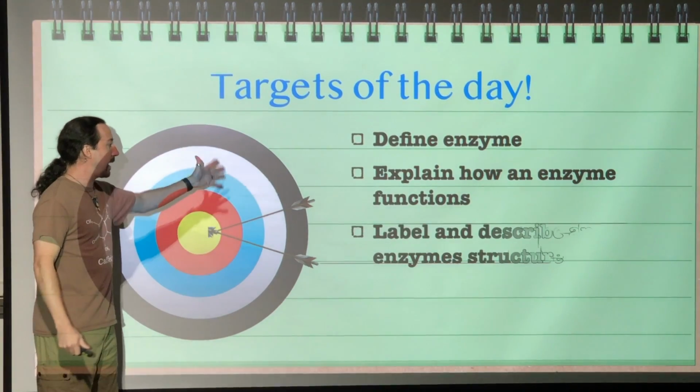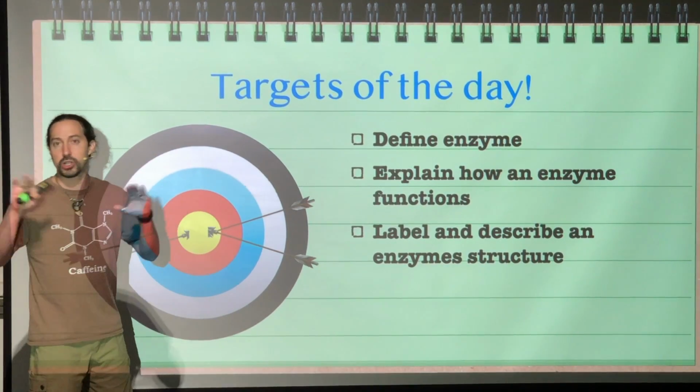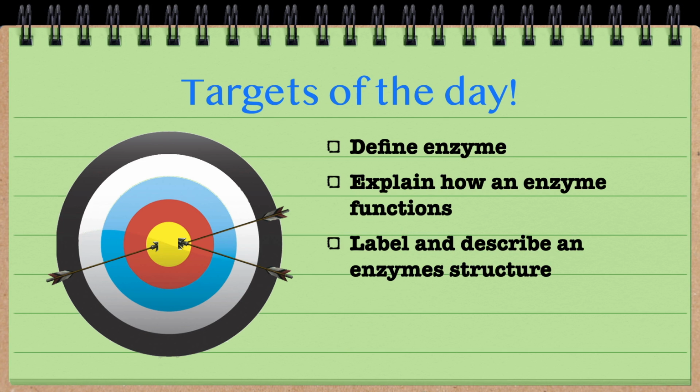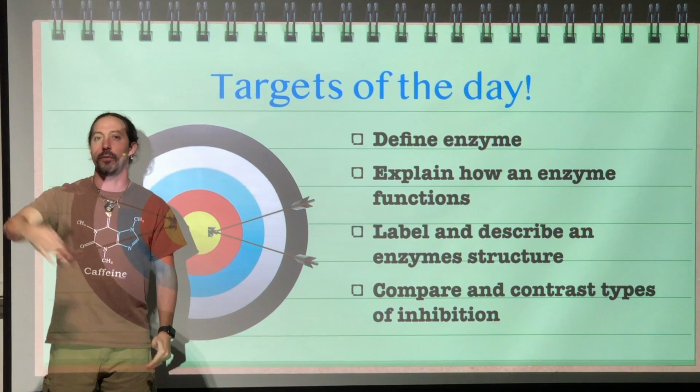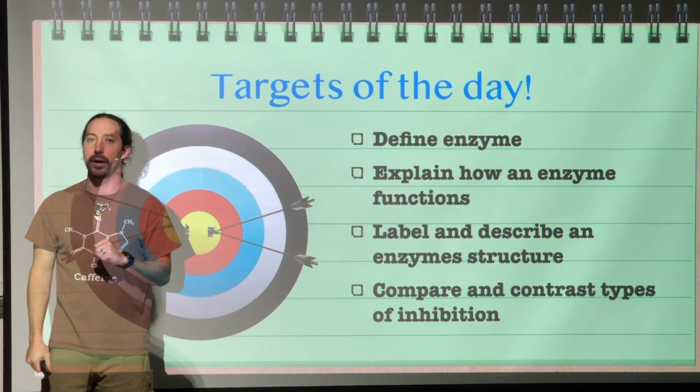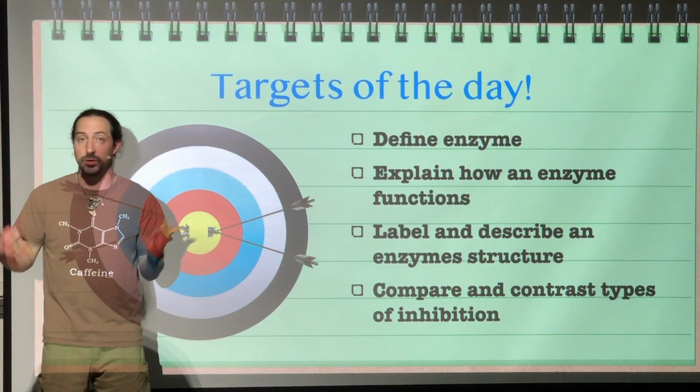Then we're going to look at labeling and describing the different structures that make up an enzyme. What different parts does it have? And finally, we're going to go into comparing and contrasting something called inhibition, ways to turn off an enzyme. So we're going to look at a little bit about enzyme rates, what they do with that.